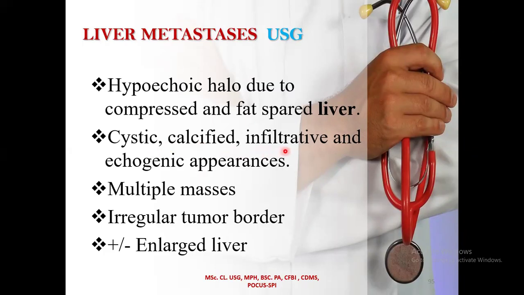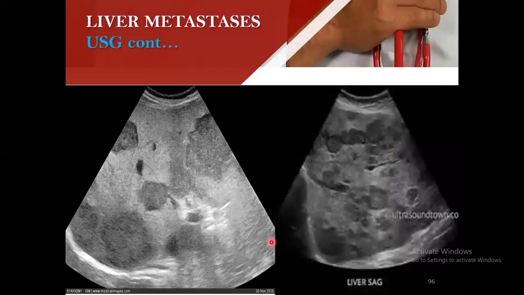So cystic, calcified, infiltrative, and echogenic appearances. So metastasis can be cystic. It can have a calcified wall. It can also spread. Infiltrative means spreading. Yes. Multiple masses can be seen, because metastasis is never one lesion. It's mostly multiple. Irregular tumor border, plus or minus enlarged liver. Since it's cancer, definitely it will be irregular. It will have an irregular border. Some cancers may have regular borders. Yes, that can trick you. You understand? The liver may be enlarged or not. So in metastatic diseases, it's not all the time that the liver is enlarged. Yes, but it's enlarged most of the time.